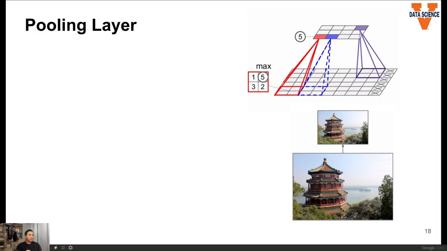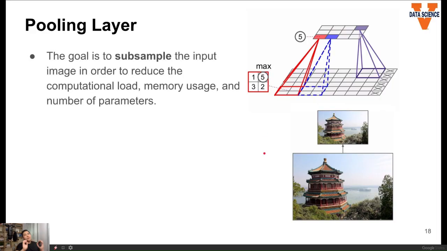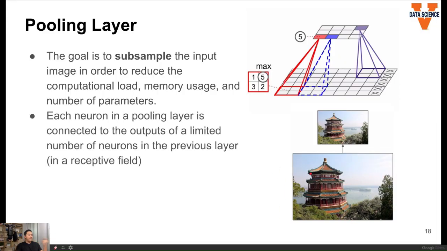Pooling layer. For pooling layers, the goal is to subsample the input image in order to reduce the computational load, memory usage, and also the number of parameters. So for example, if I look at this 4 pixel local neighborhood here, I can simply pick the maximum pixel and use that as my output, and so on and so forth. I'll do that again for all the image here. As a result, my output image is only a quarter the size of the input image. I show you here in actual image size, right? So you can reduce it.